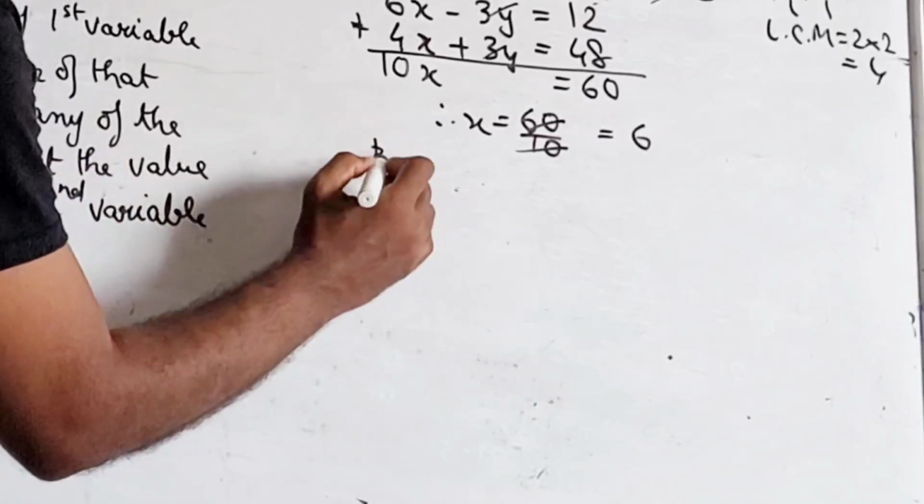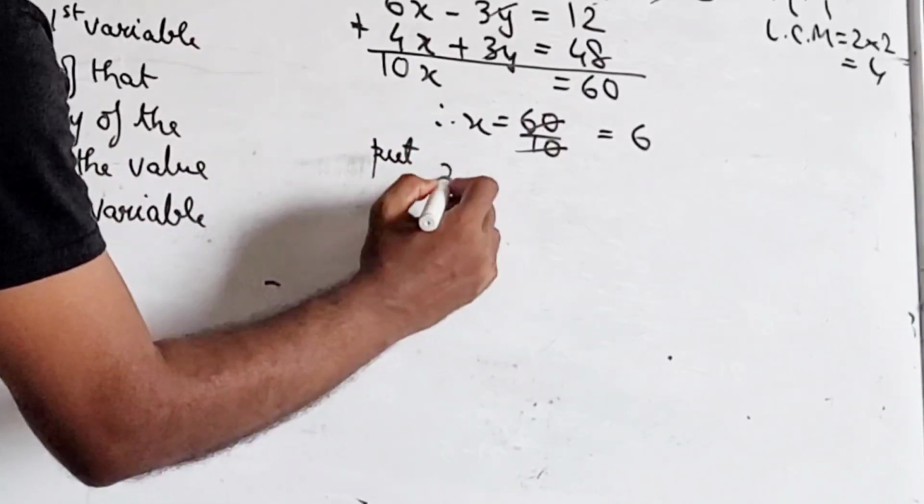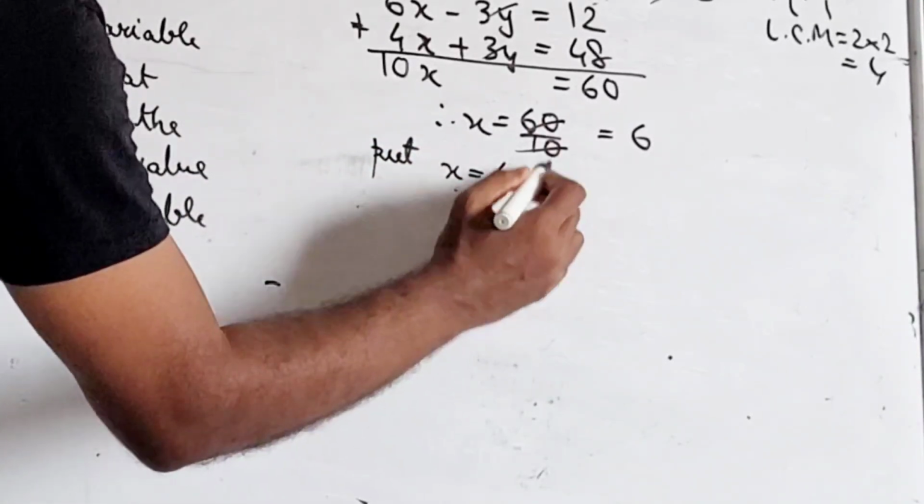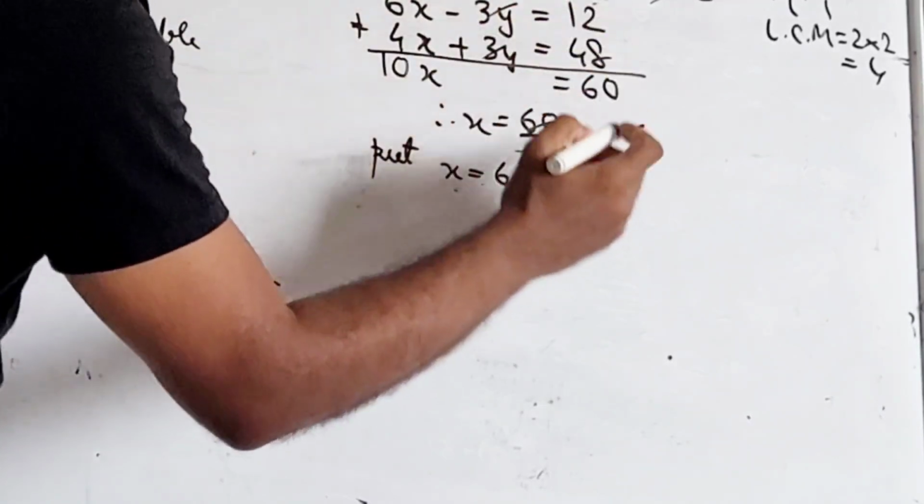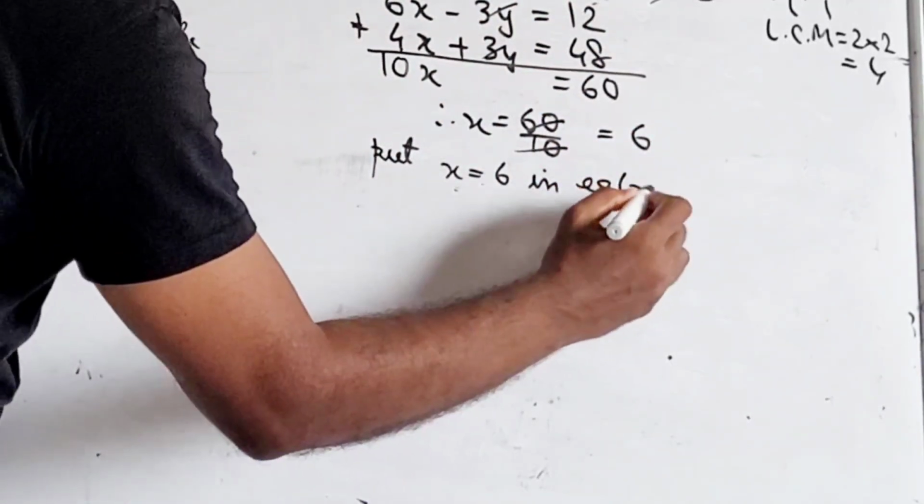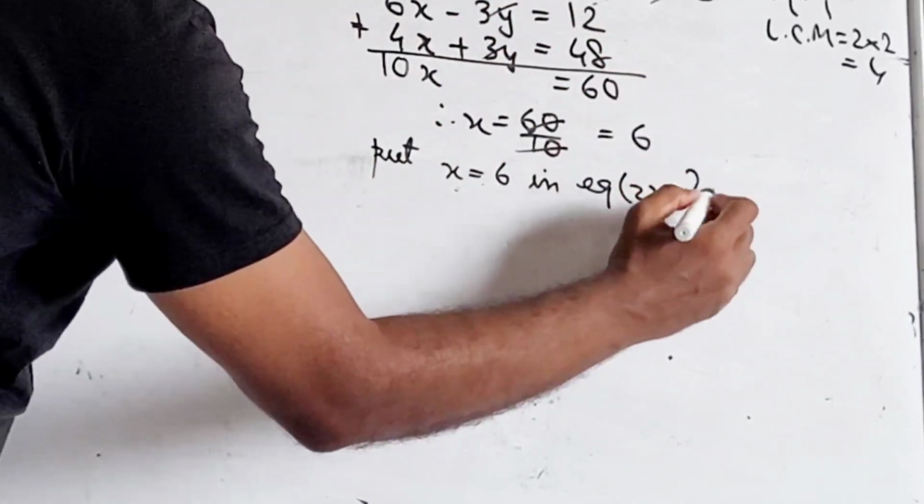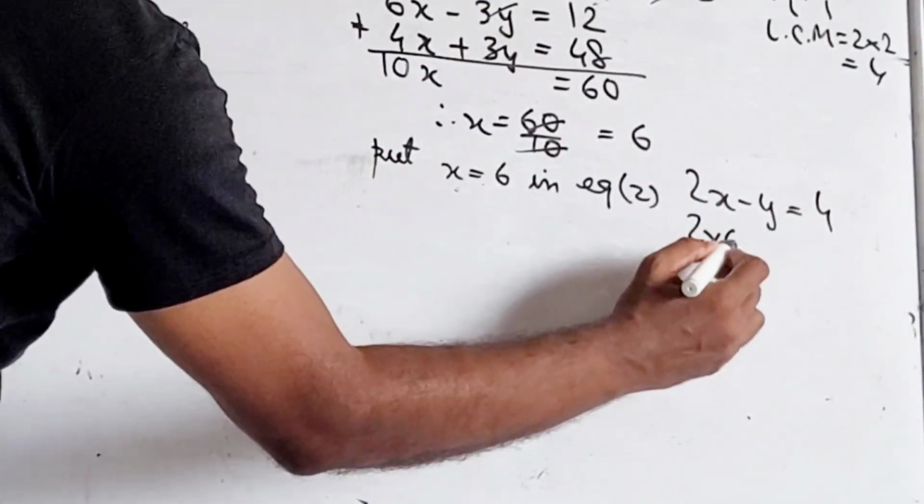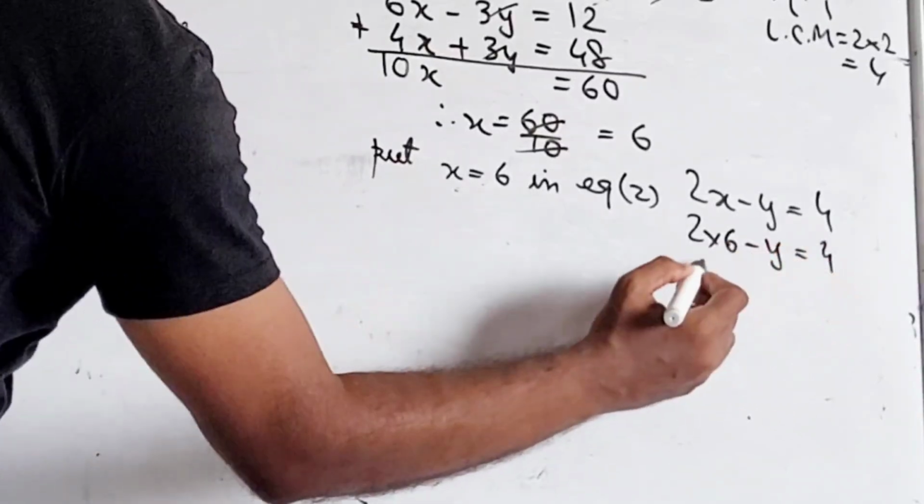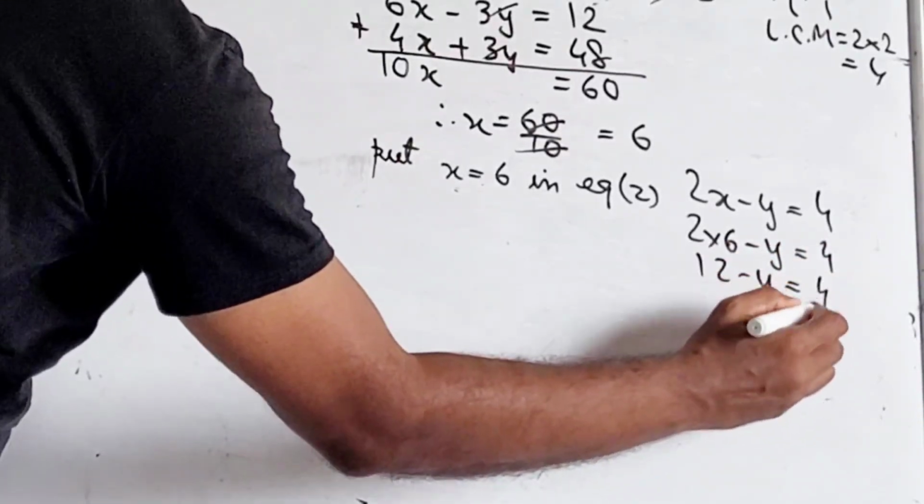Now again put x is equal to 6 in any of the equations. Let me put that in equation number 2. So the equation is 2x minus y is equal to 4. So 2 into x value is 6, minus y is equal to 4. 12 minus y is equal to 4.